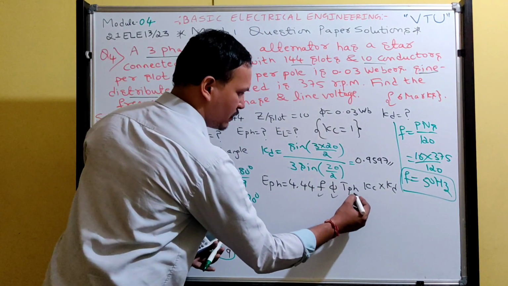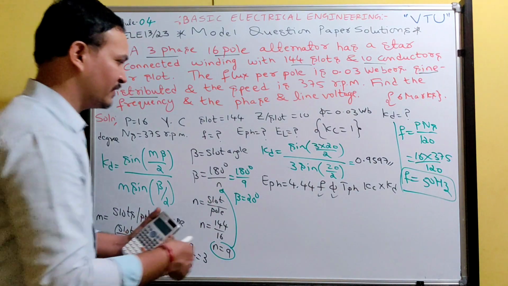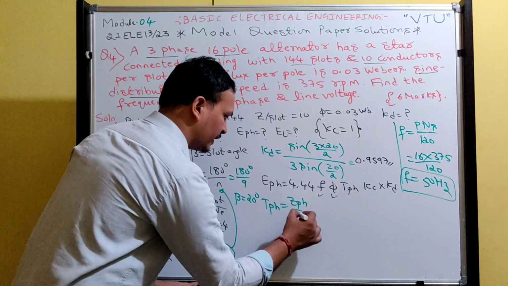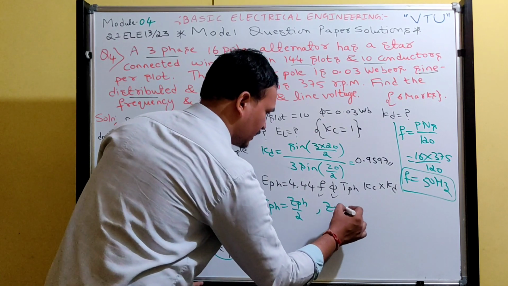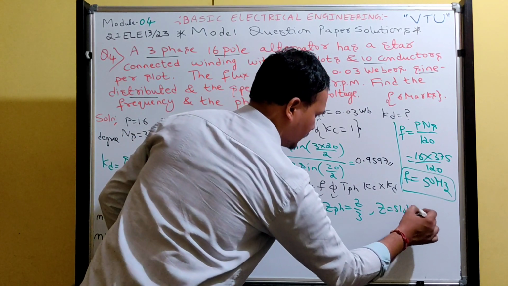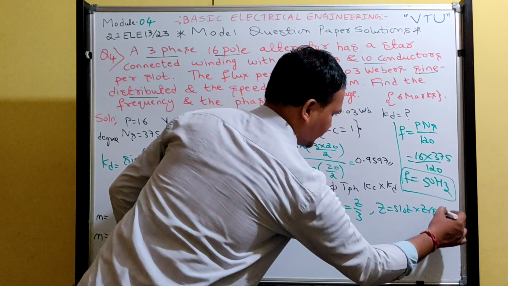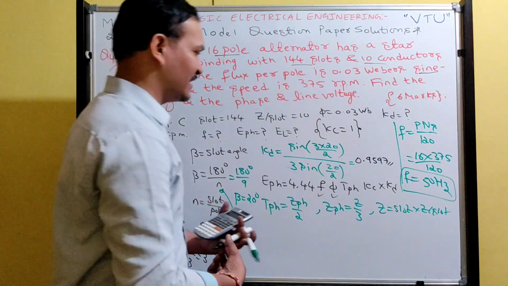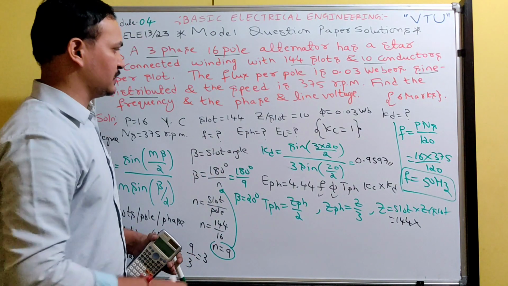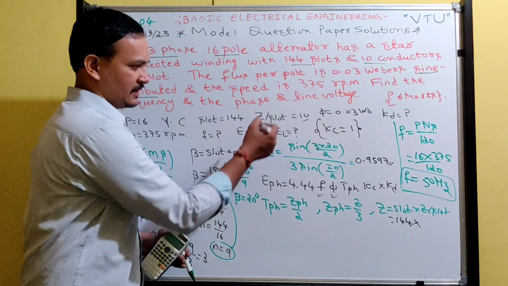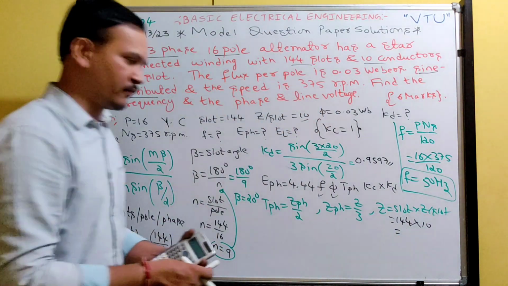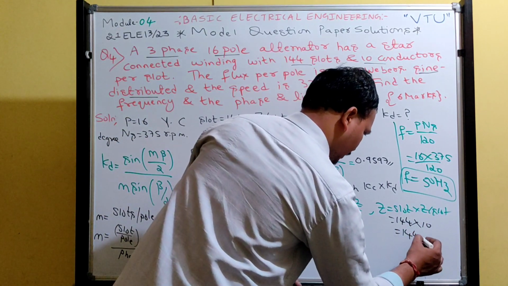Flux is given. Now I need TPH. So again the same logic. What is the TPH formula? ZPH by 2. What is the ZPH formula? Z by 3. And what is the Z formula? Slots into conductors per slot. How many slots? 144 slots. In one slot, how many conductors? 10 conductors. So 144 into 10, how much? 1440. Very good.